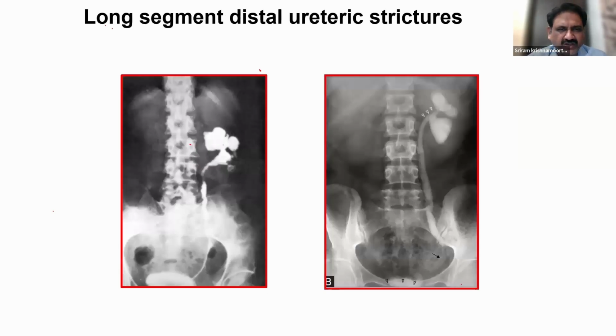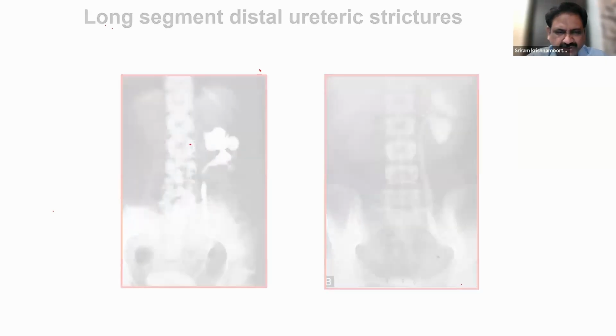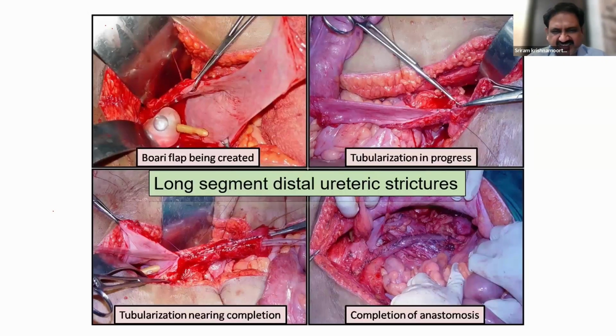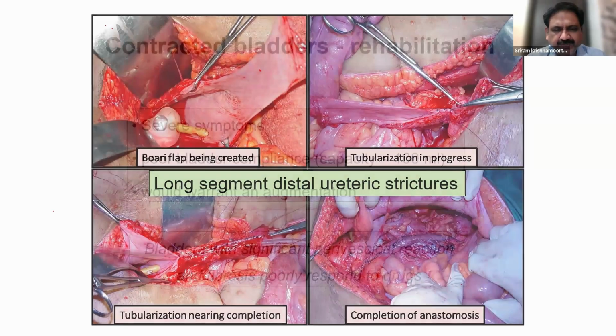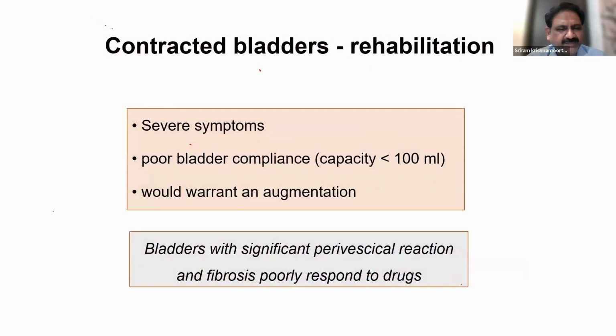Next slide. All these are just for completion's sake. I'm sure all this has been discussed in patches here and there. You can do a Boari flap. This is a Boari flap which is in progress. You can tubularize the flap that is taken and connect it to the ureter. Next slide, please, and complete the anastomosis. These are all very useful techniques which you should keep in mind, especially when you're dealing with an advanced ureter problem.